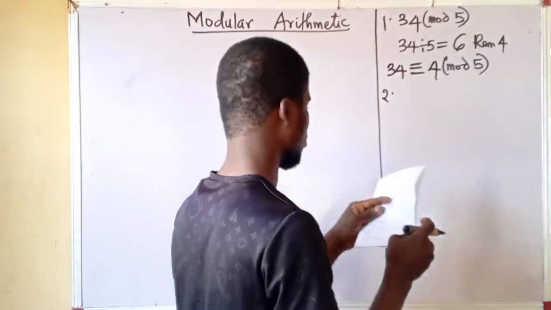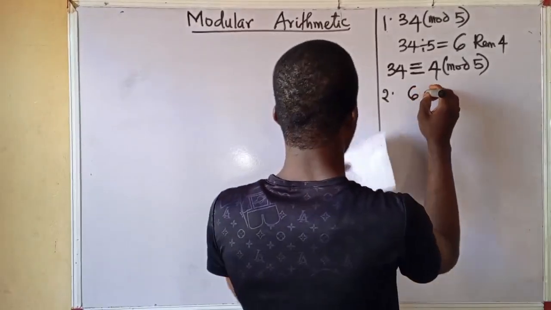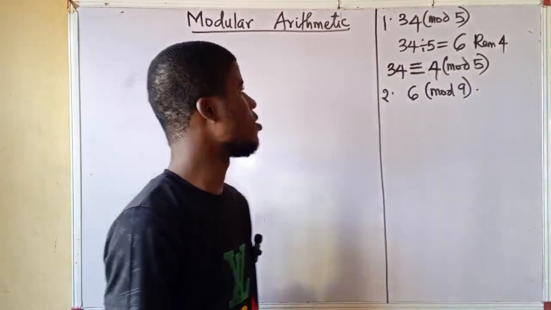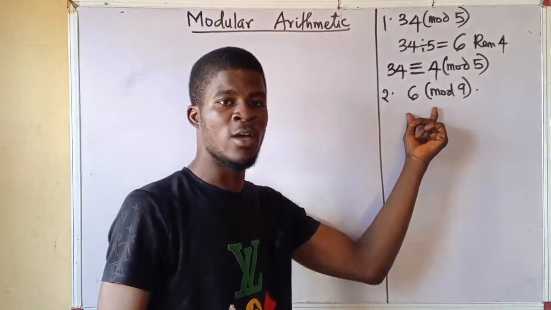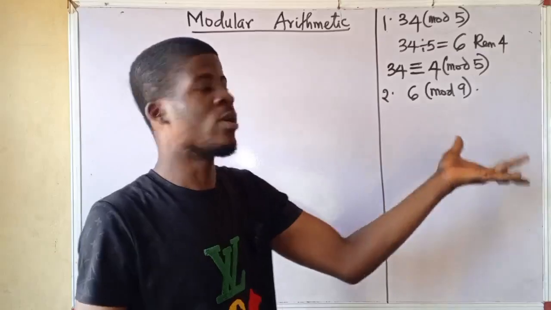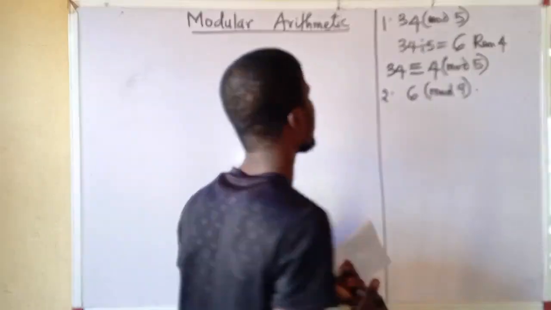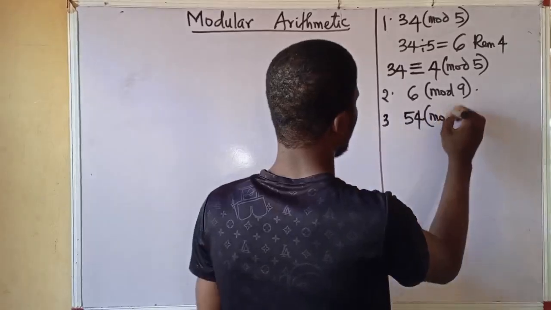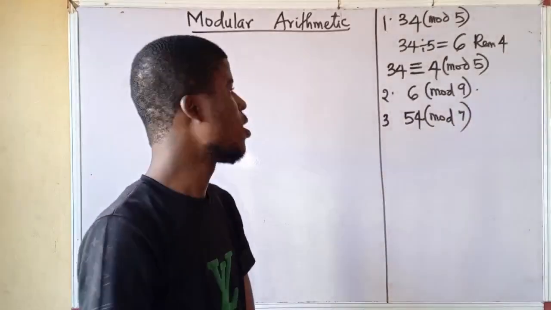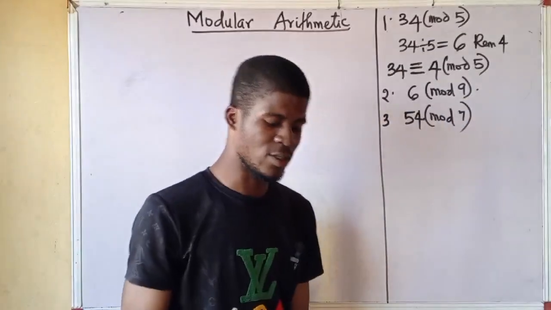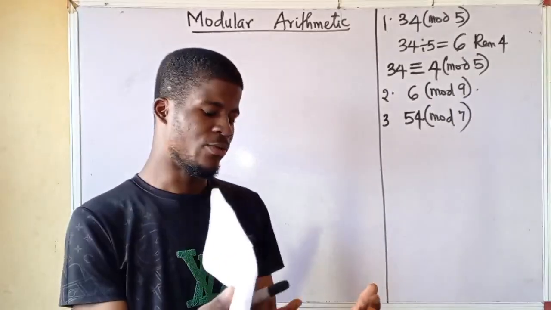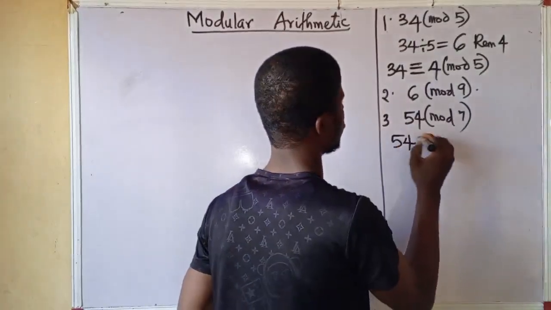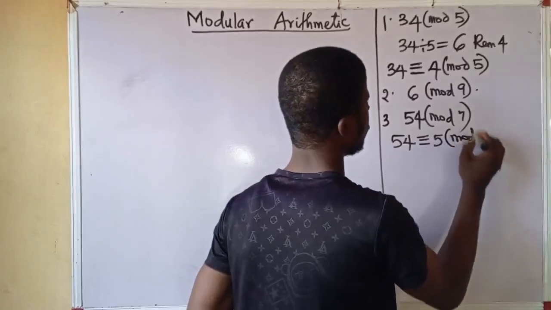In similar fashion, we could say that 6 modulo 9 is actually standard, right? Because 6 is an integer in modulo 9. It is not greater than 9, so we can leave it like this. 3. What will be 54 modulo 7? Of course, if I divide 54 by 7, 7 times 7 is 49, right? 50, 51, 52, 53, 54, remaining 5. So 54 is congruent to 5 modulo 7.